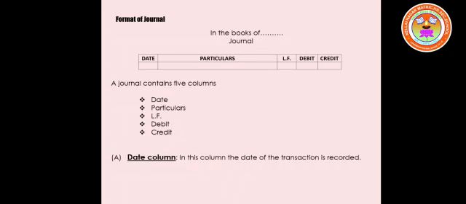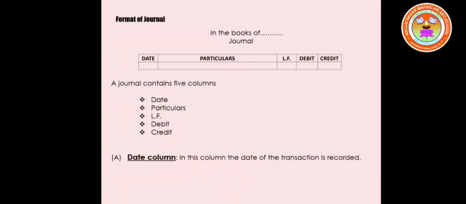You have totally 5 columns in this journal format. First one, date column, then particulars column, then LF column. LF means ledger folio column, then one debit and one credit column. Under date column, the date of the transaction will be recorded. Particulars column, the accounts involved in the transactions are recorded here. The account debited is recorded first and then credited account will be followed.